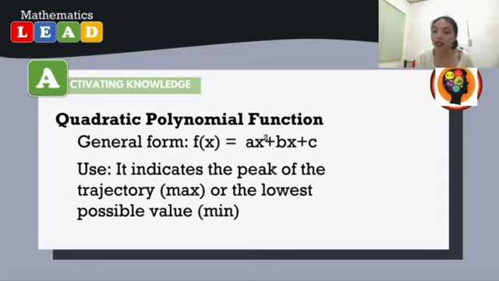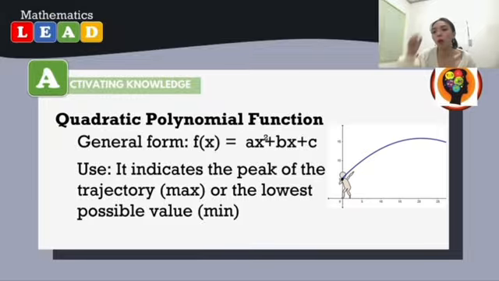It indicates the peak of the trajectory, or the maximum, and the lowest possible value, or the minimum. Here we have another example, wherein a person is throwing an object that goes in a curved path, forming a downward trajectory, or a parabola that opens downward. When we form a parabola, it can be determined as a quadratic polynomial function, which has, again, the highest degree of 2 when we say it's quadratic.